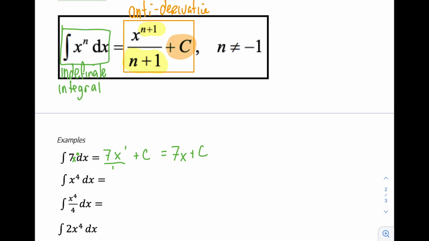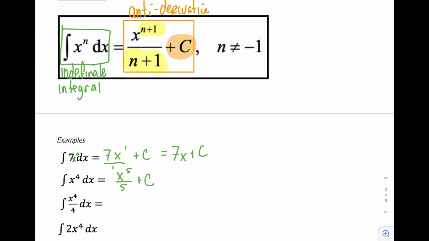Let's continue. What is the integral of x to the power of 4? Well, for x to the power of 4, we need to have x to the power of 5. We're adding 1 to the exponent, and that's going to be divided by 5. I've integrated, so I'm going to have a plus c. Again, if you differentiate this, we would get 5x to the power of 4 divided by 5, and those 5's would cancel out. So we're getting there.